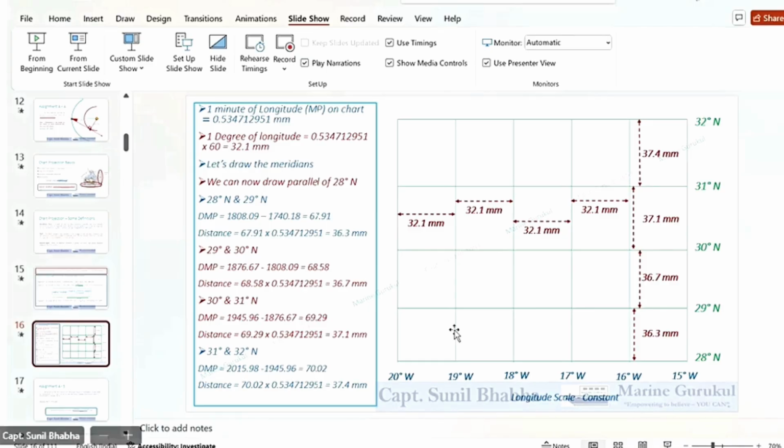Millimeters are better because you see, if you were taking centimeters, then 36.7 and 37.1 will both be rounded off to 3.7. So you will not be able to show the difference between them, beta. Okay, sir. 29 to 30 will be 3.7, 30 to 31, 3.7, 31 to 32 will also be 3.7. So you will not be able to appreciate what is the change coming in. That's why millimeters.